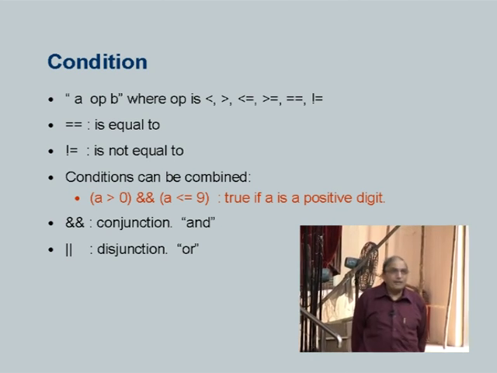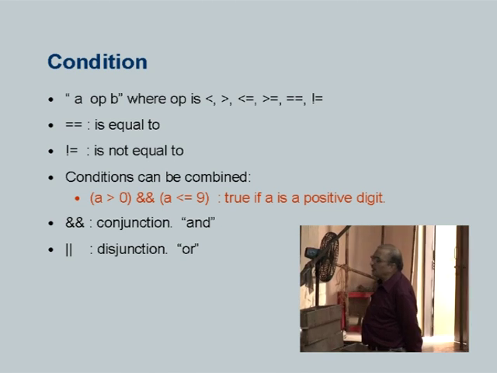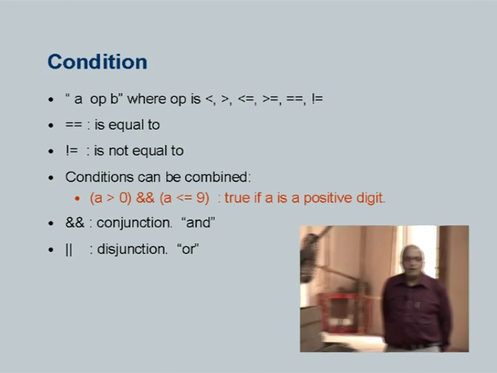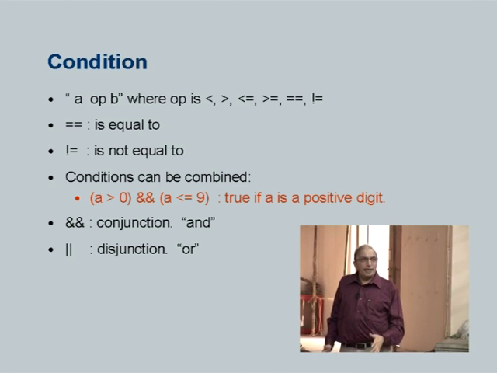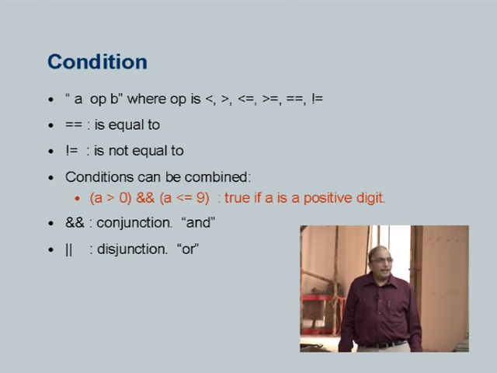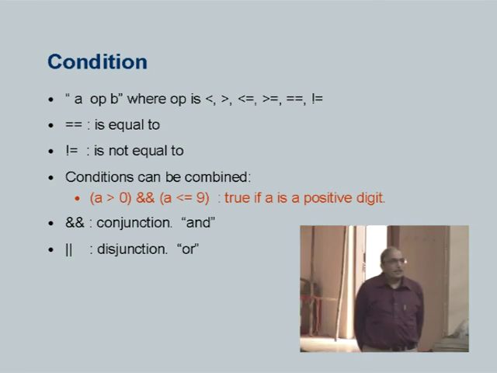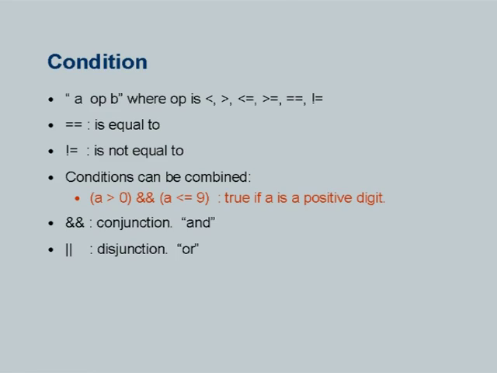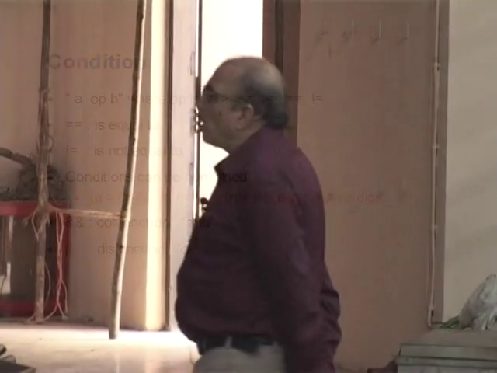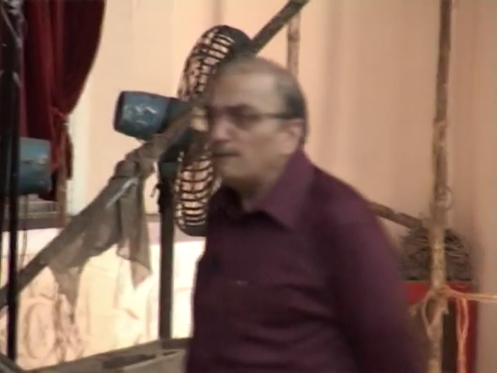What kind of format can we use for a condition? Conditions are always written in terms of some value, some operator, some other value. The operator is typically called a comparison operator. So A op B is the standard format of a condition, where the operator can be less than, less than or equal to, greater than or equal to.